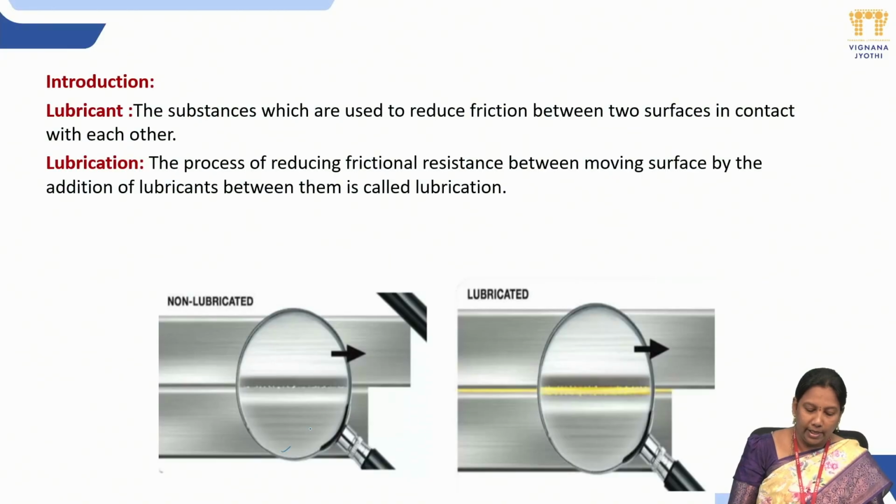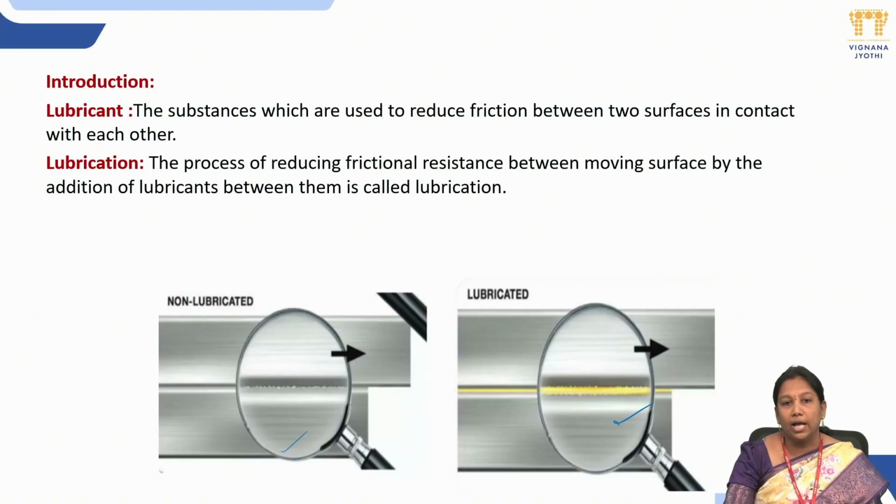You can see in these two pictures, before lubrication and after lubrication, any two metallic surfaces seem smooth, even though they are in motion. But microscopically, if it is observed, a lot of asperities will be there like this. A lot of peaks and valleys will be there which crush into each other and create that friction.